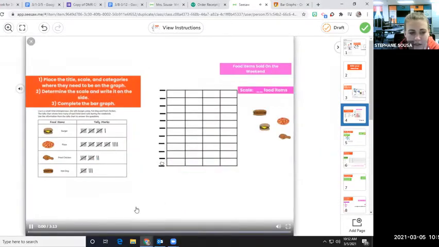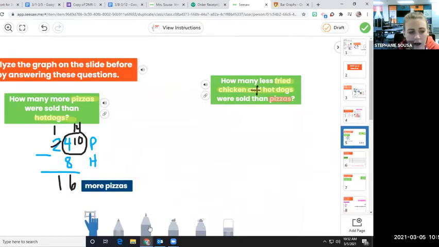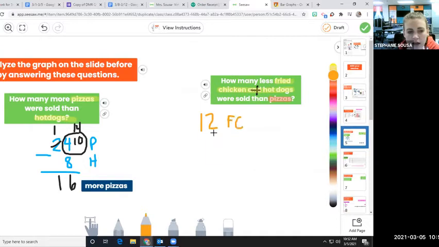Again, it's kind of hard for me to see, so I'm going to move that so I can see my graph more clearly. Here we go. There we go. All right. Our question was about fried chicken and hot dogs. I got fried chicken up to 12, hot dogs up to 8. So first we're going to add our fried chicken of 12 and hot dogs of 8. We're going to combine those together to see what they equal.